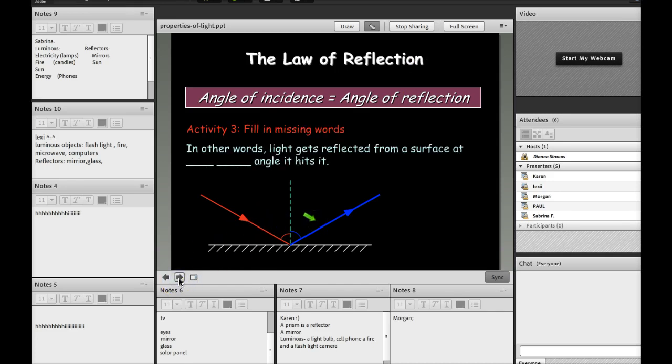Okay, so we're going to fill in some missing words. In other words, light that gets reflected from a surface at some blank blank angle it hits. Okay, let's read that again. In other words, light gets reflected from a surface at blank blank angle it hits it. Okay.